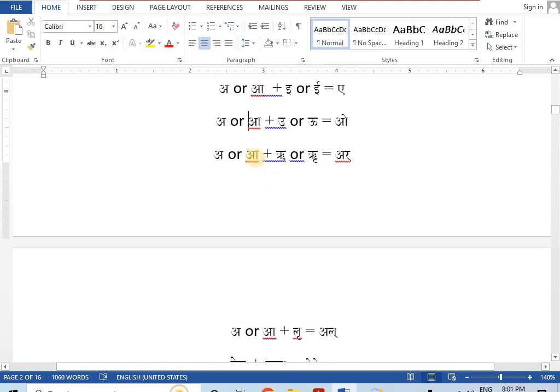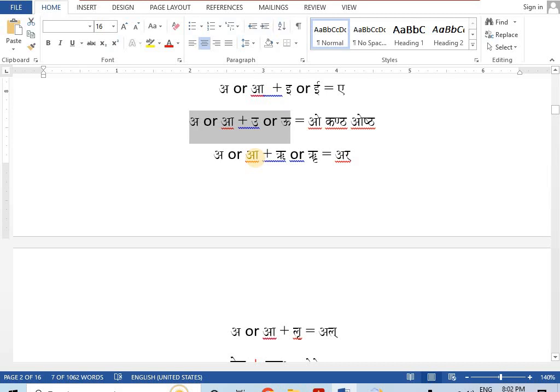Now, A or A at the end of the previous word, and the next word starts with U or U. Even then the answer is O. The reason: what is the articulation place of A or A? Guttural, kantha. And the articulation place of U or U is labial, ostha. So O has both articulation places, one is kantha, that is guttural, and the second is ostha, labial. That's why we have chosen O, while joining A or A plus U or U, because the articulation place of O is kantha-ostha.